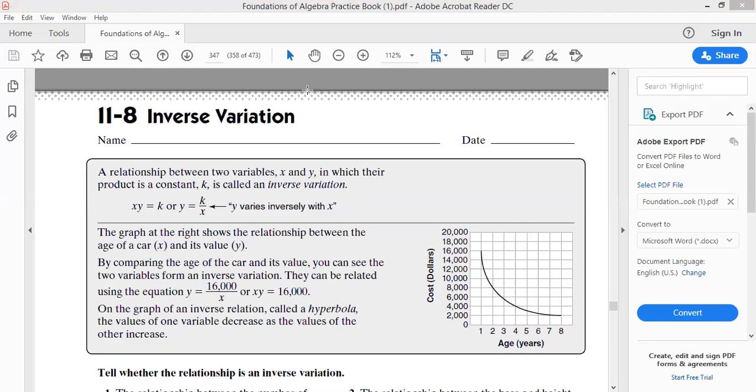Listen to me. Our lesson for today is inverse variation. What does it mean, inverse variation? First, you must know what inverse variation is. I will explain it like this. If you have two values, okay? If you increase one value, the other value should decrease. These types of things we call inverse variation.